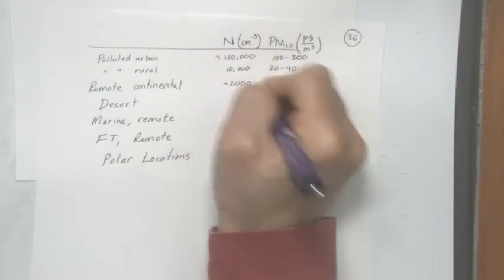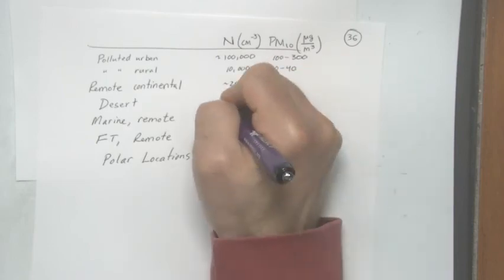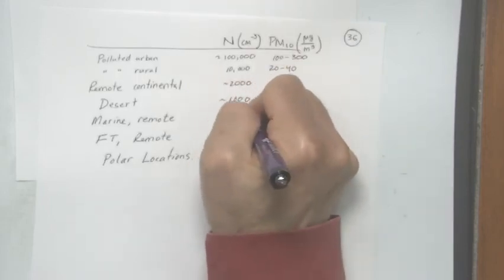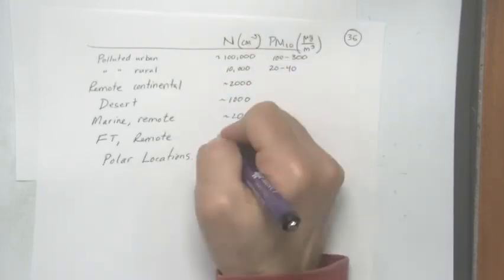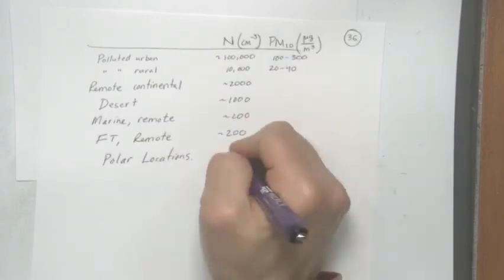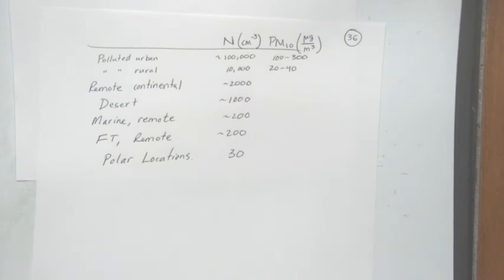2,000. 1,000. 200. Maybe 200 for a free troposphere. And then in the absence of pollution influence from either local sources or long-distance sources, a polar site might have 30 particles per cubic centimeter.